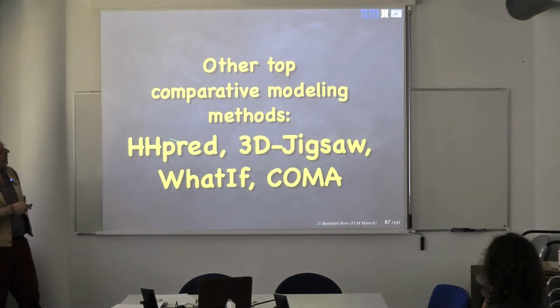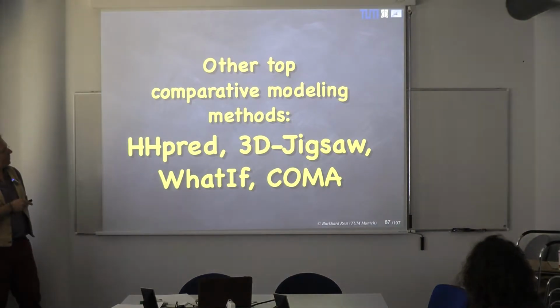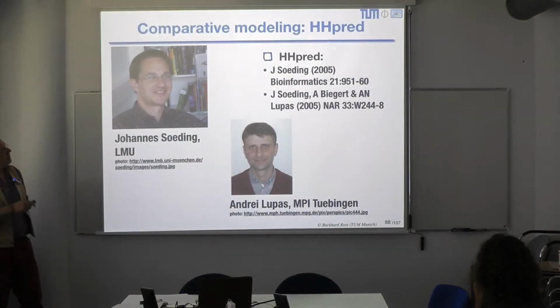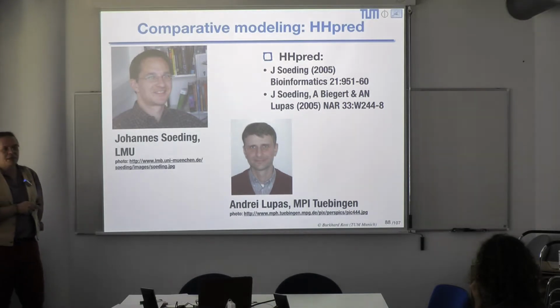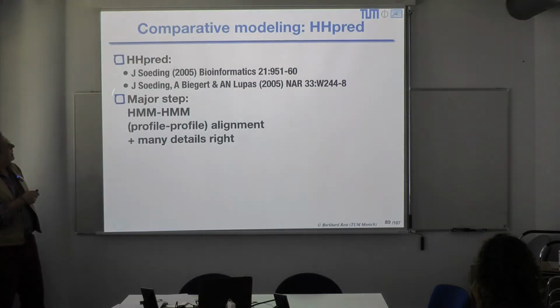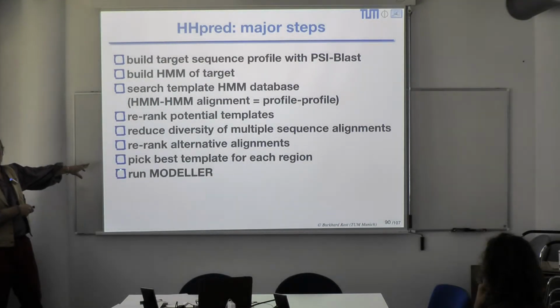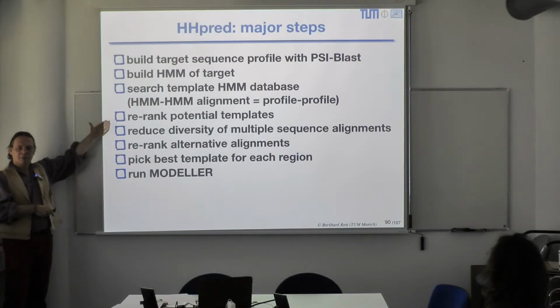Other comparative modeling methods, and I'm fast forwarding through them: HH-Pred, Zoding, I'll get back to that, 3D jigsaw, WHAT IF and COMA. So just the main differences here: HH-Pred, Zoding, Lupas, the main difference in principle to all of the others is the way the alignment is built. Now this is an HH Blitz, HHM, proper profile alignment. It gets many details right, but at the end of the day, it does exactly what you said Swiss model should do. It runs Modeler. So the big difference between this final step and the result that you get out from Modeler is in the way the alignment is done.